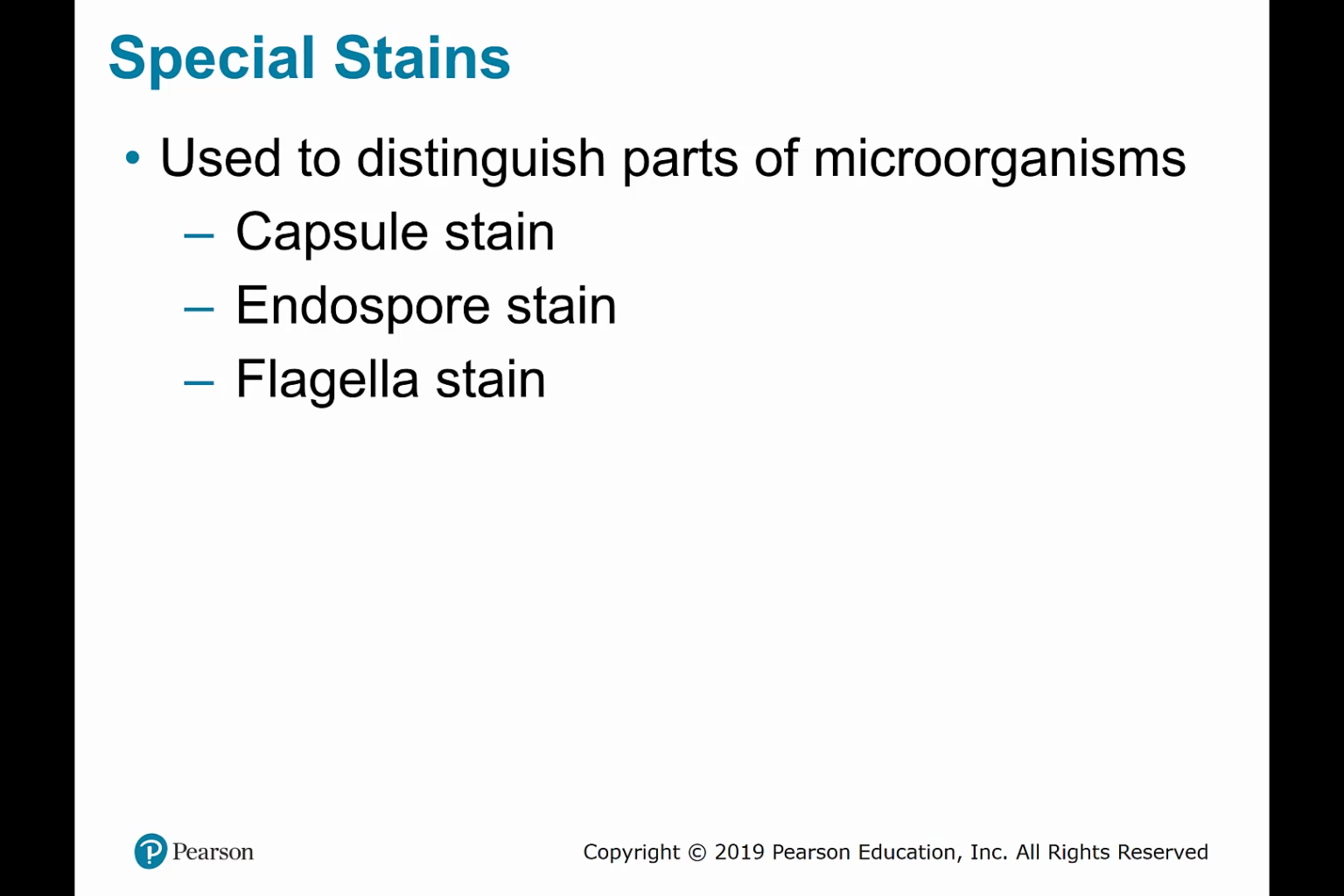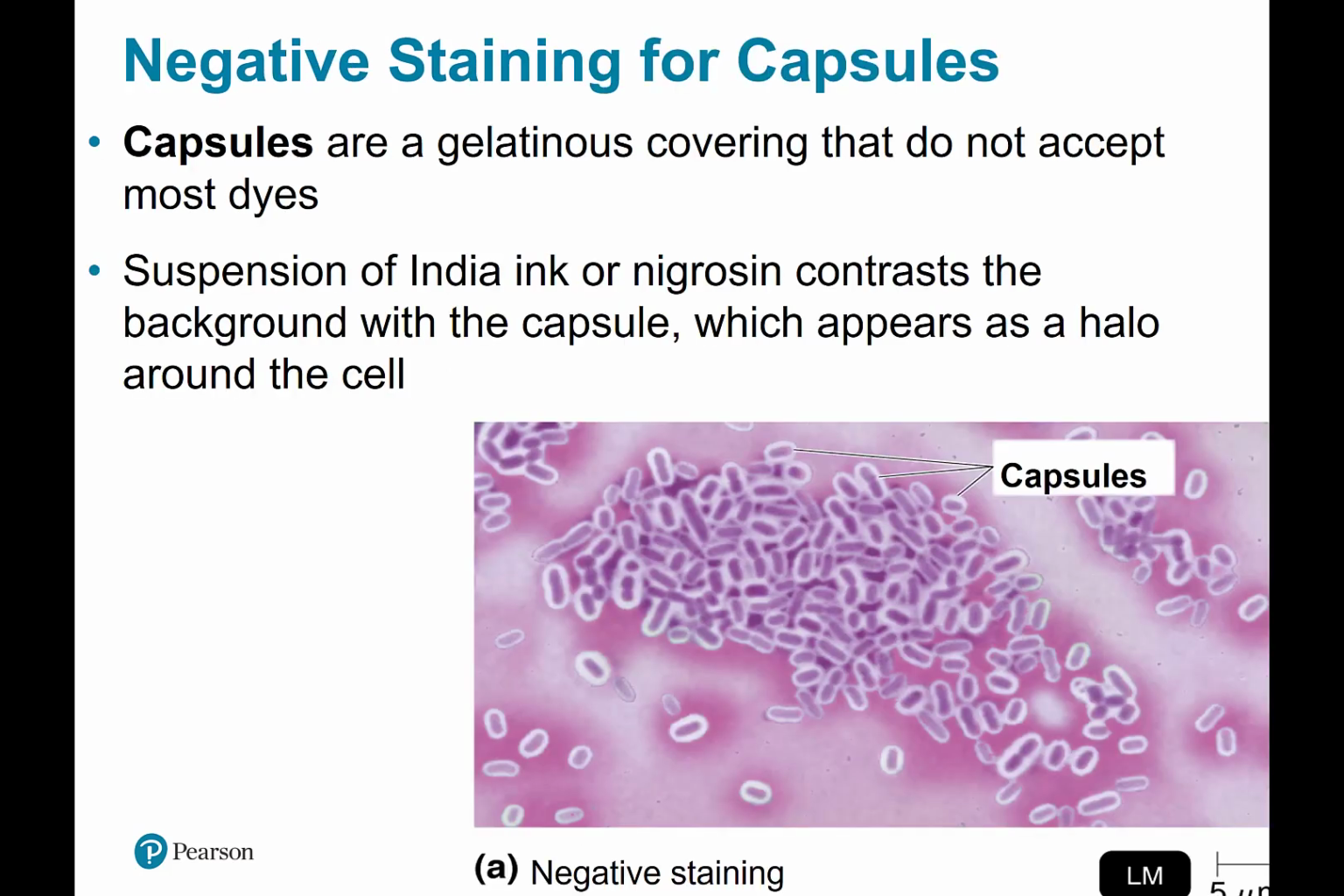So some microorganisms produce a capsule, and there's a particular stain that can be used to visualize a capsule. There are certain genera of bacteria that produce endospores, and there's a special staining technique to visualize endospores. And you can also use stains to visualize flagella, or visualize the arrangement of flagella or the presence or absence of flagella. And these are special stains.